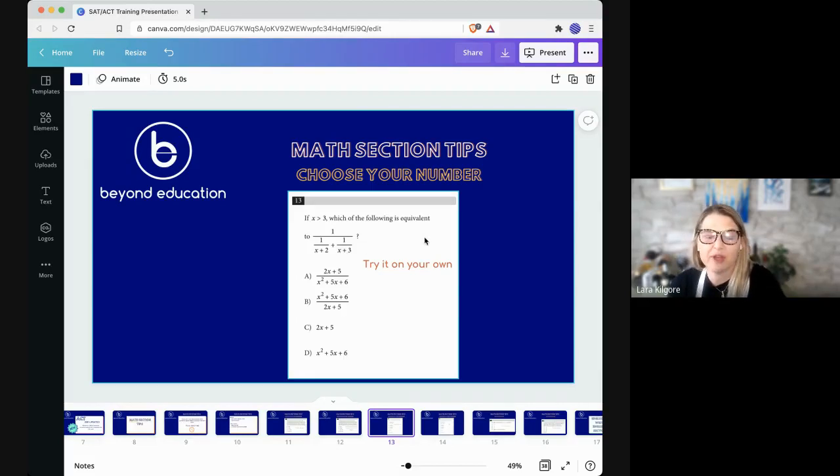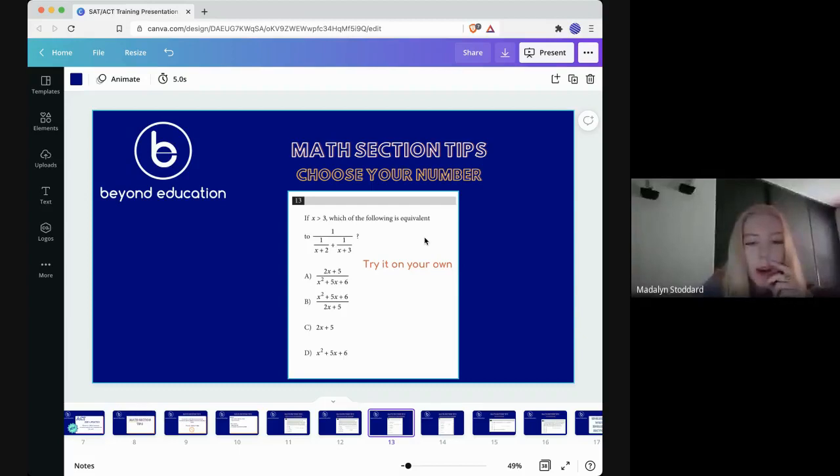Maddie, tell me, if you were going to choose your own number here, how do you think you might approach this? I would probably go with 4, just because like it's the smallest number you can use, and just start plugging it into all of them.